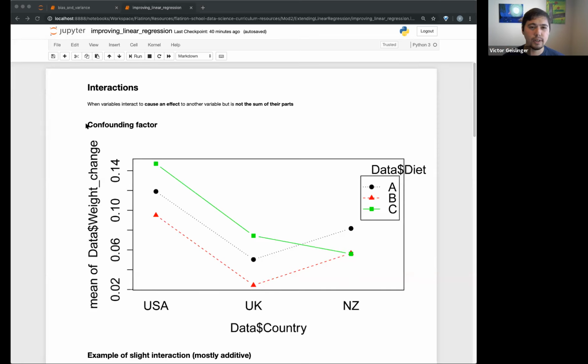So we have something called interactions. And it's kind of funny, even the curriculum makes a little joke about it. It's like, well, this seems really easy. An interaction is just when variables are interacting to cause an effect on another variable, but it's not the sum of their parts. They'll specify that it's not an additive interaction, which basically means that if you do A and you do B, then the effects of A and B get added up together.